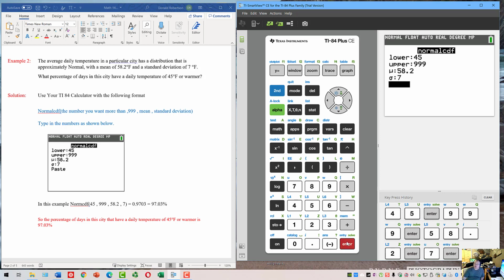Notice I'm hitting enter each time and then I hit enter on paste. That's basically the calculation. We hit enter and it comes out to about 0.97 and change, 0.9703. So the percentage of days in this city that have a temperature 45 or warmer is 97.03. So you can imagine if you actually lived in this city, you're probably never going to see snow, maybe once every few years. It's a rarity. Quite a nice place to live actually.